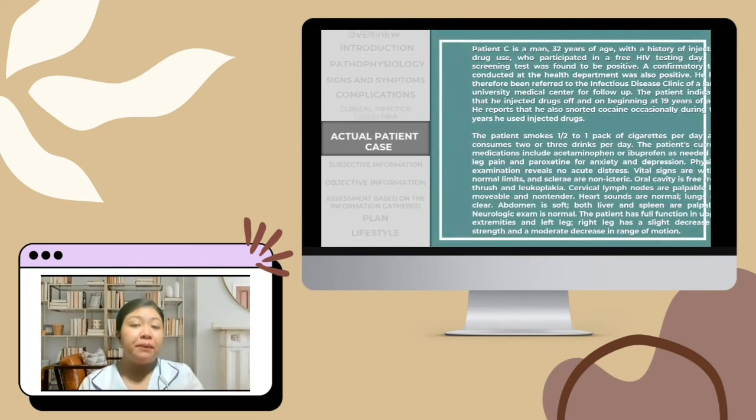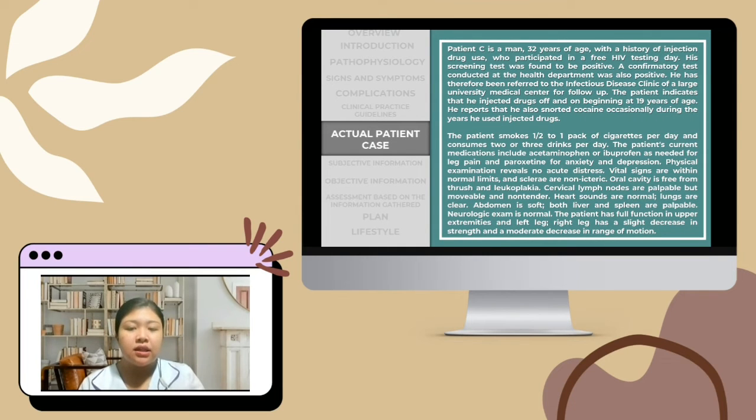Next is for the actual patient case. For the actual patient case, patient C is a man, 32 years of age, with a history of injection drug use, who participated in a free HIV testing day. So his screening test was found to be positive. A confirmatory test conducted at the health department was also positive. He has therefore been referred to the infectious disease clinic of a large university medical center for follow-up.